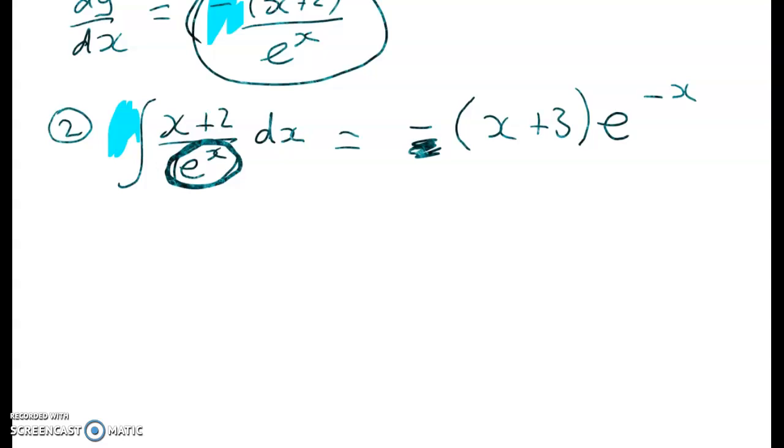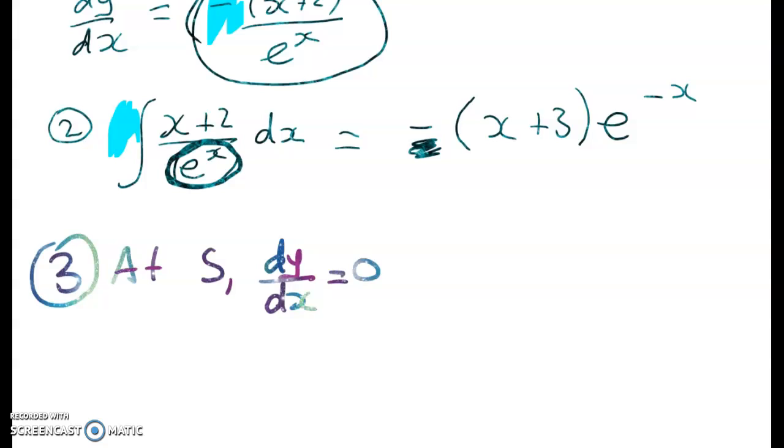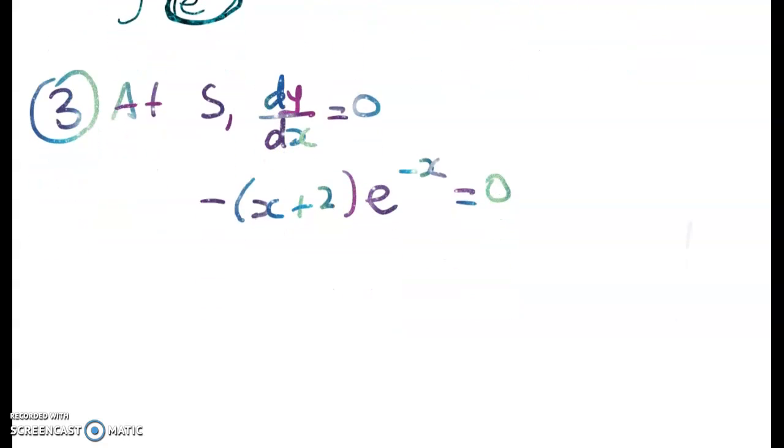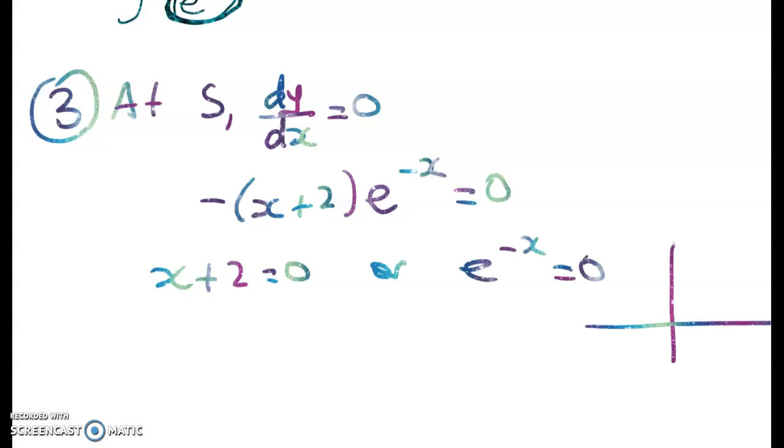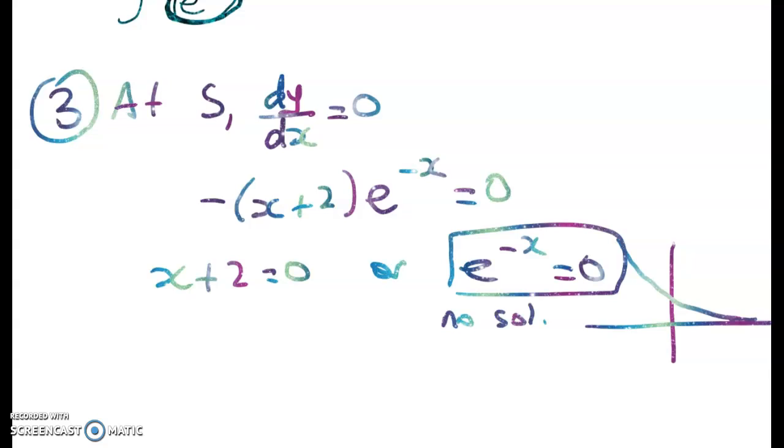Now the next thing we have to do is to find the stationary points on the curve. So we should say that at point S, we must have the gradient equals 0. So we're solving this. Either x plus 2 equals 0, or e to the negative x equals 0. Think about what that graph looks like. So there's my e to the negative x. It never equals 0, so I get no solution here. And here I get x is equal to negative 2.